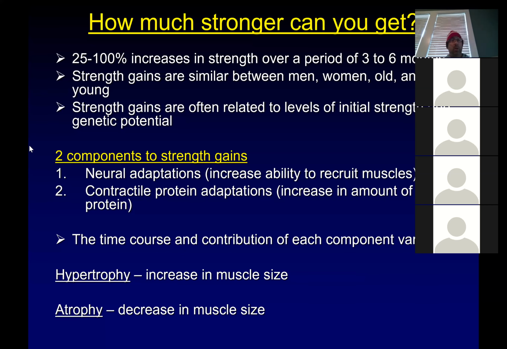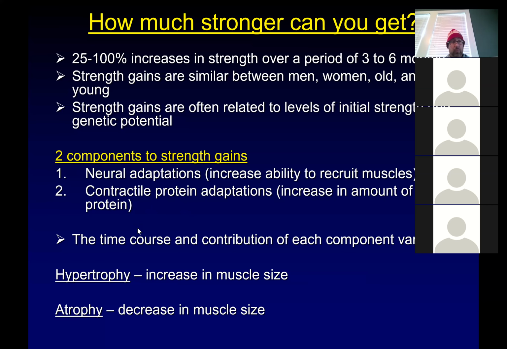Okay. So we talked about the neural adaptations. We talked about the contractile adaptations. So when you get stronger, part of it is going to be increases in ability to recruit. Those are neural adaptations. Those tend to occur first. And then over time, you're going to see an increase in muscle size, which we also call contractile protein adaptation. So you're just going to have these noticeably bigger muscles.